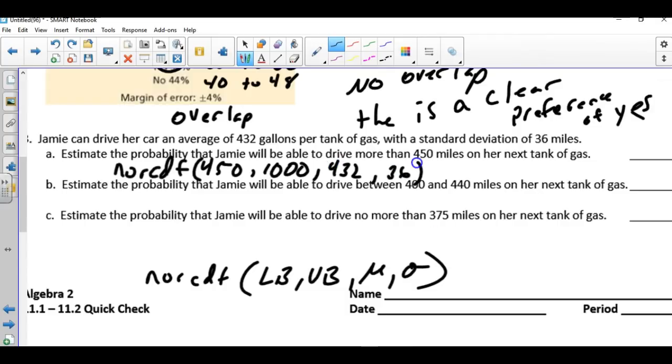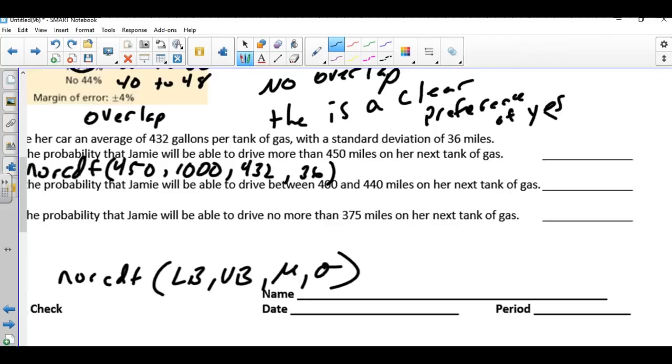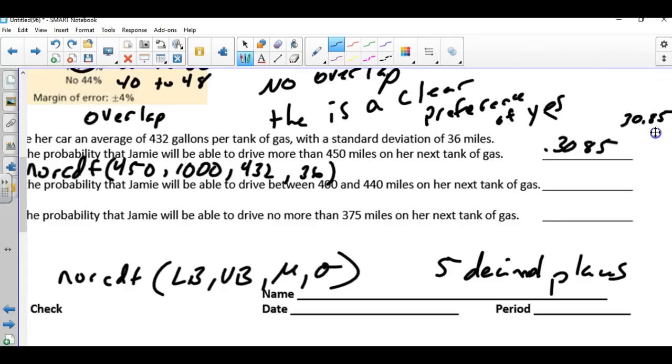And when you put that in, guys, we always want 5 decimal places. 5 numbers after the decimal. So when you do that, you actually get 0.3085. Or you could put 30.85%. You can put that as a percentage.